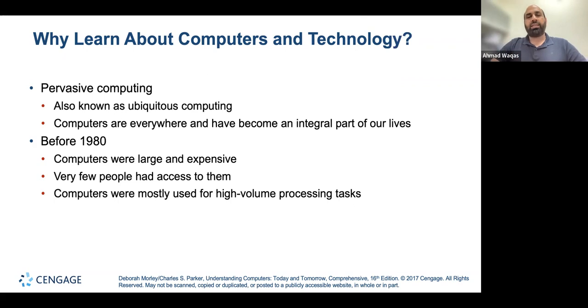But before the 1980s, computers were a recent invention. It's only about 60 or 70 years since computers were invented. The first computer probably was in 1946, right? Before the 1980s, computers were not very common. The reason was very obvious, because they were expensive and very large in size. They were huge, so very few people had access to them. Only scientists and military personnel were using them. Computers were mostly used for high volume processing tasks.